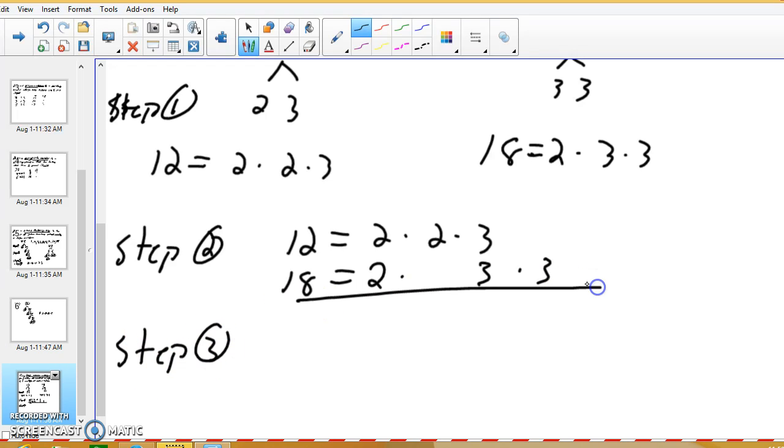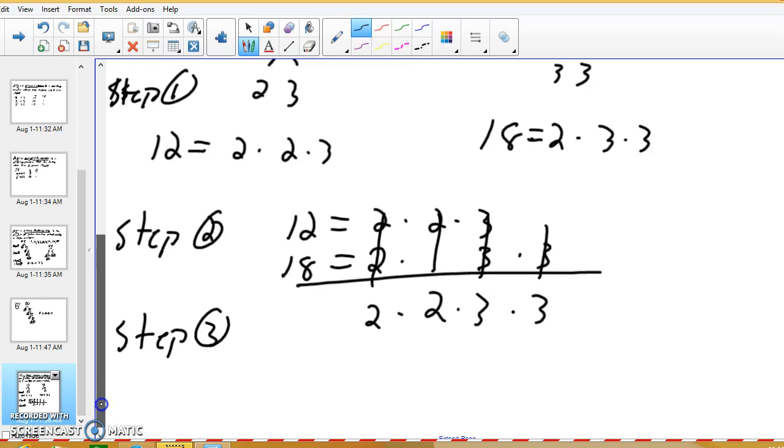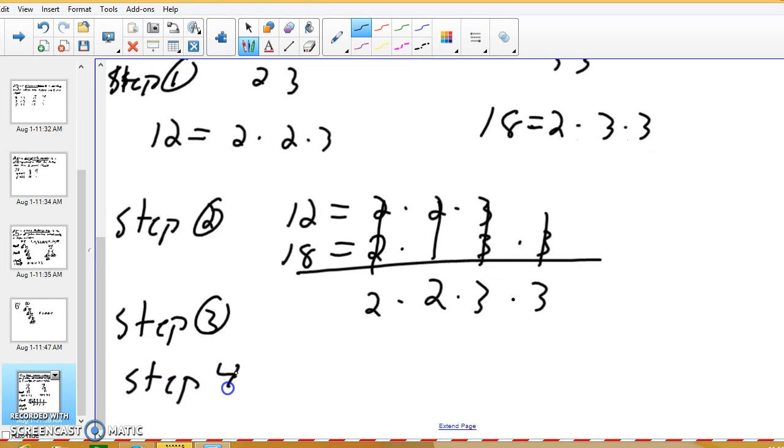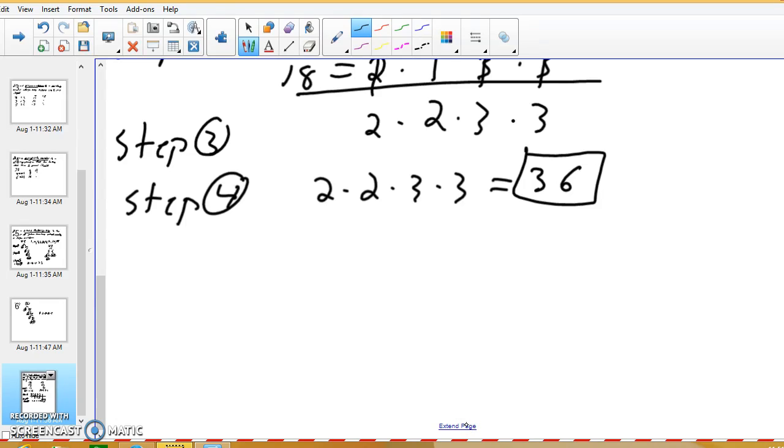Step 3 is drop down those similar numbers. So these just become a 2, 2, 3, and 3. So that is step 3. And step 4, multiply them all together. So 2 times 2 times 3 times 3. Well, 2 times 2 is 4, times 3 is 12, times 3 is 36. And that is our answer. So if you were asked to find the least common multiple of 12 and 18, it would equal 36.